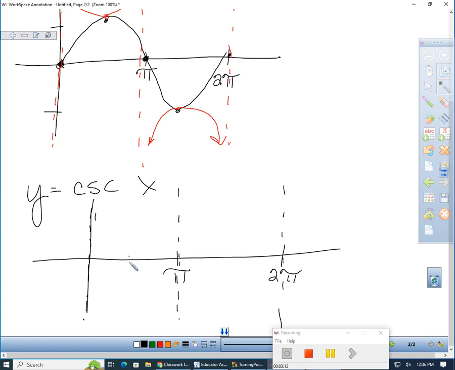Wherever your amplitude is, in this case it's 1, halfway between 0 and pi is where your amplitude is. It's going to approach both asymptotes on either side.